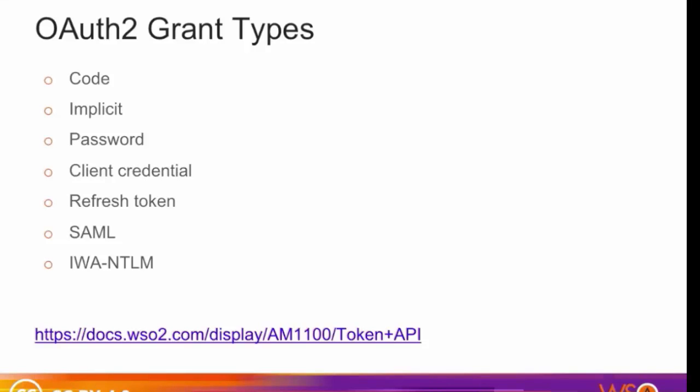Refresh token. This will enable the user to obtain an access token by using the refresh token once the originally provided access token is used up. SAML uses SAML as the grant type to obtain the access token. IWA-NTLM is similar to the password grant type, but it is specific to Microsoft Windows users.